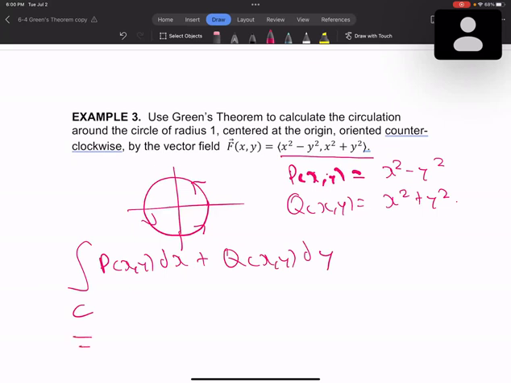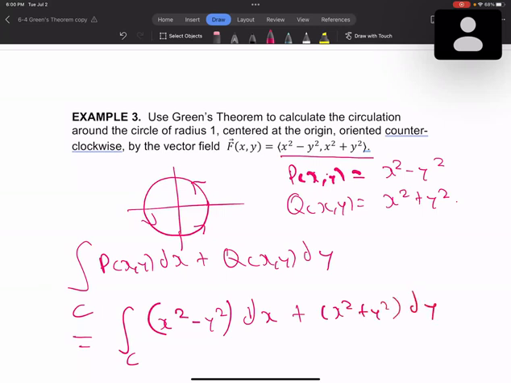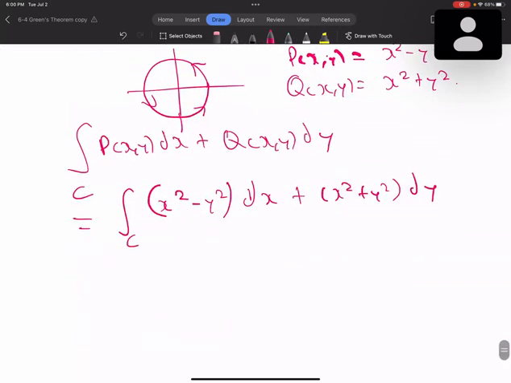So you replace it, and this is the integral over x squared minus y squared dx plus x squared plus y squared dy. So then we apply the Green's theorem. By Green's theorem, feel proud to say it. By the Green's theorem.